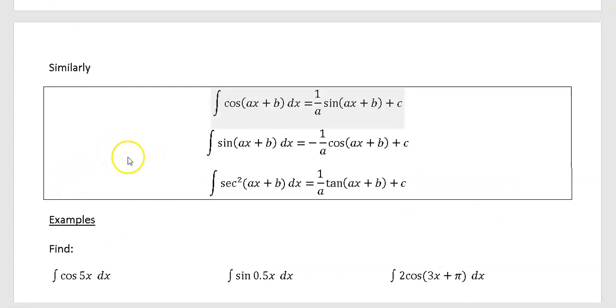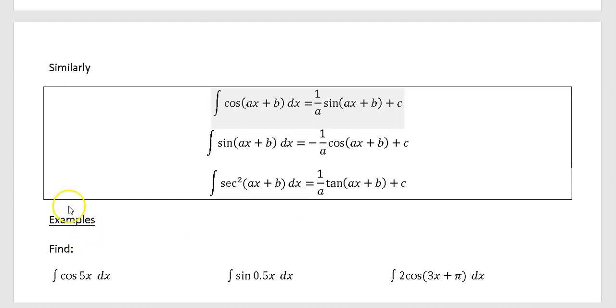Okay, in the same thinking, there's just 3 more results. If you integrate cos of ax plus b, you get 1/a sine of ax plus b, and then plus your constant of integration. Integrate sine of ax plus b, you get minus 1/a cos of ax plus b plus c, and likewise if you integrate the sec squared of ax plus b, you'll get 1/a tan of ax plus b plus your constant of integration c.